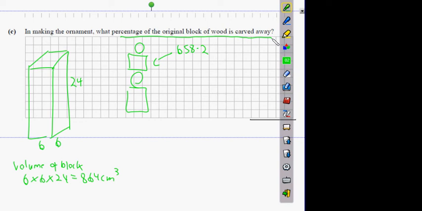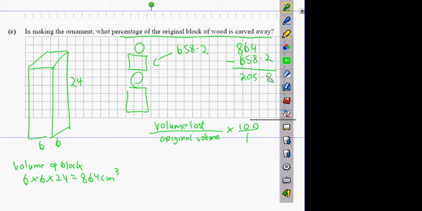So how much wood did we carve away? To answer this question, you need to get the volume. Volume lost, the volume carved away, over original volume, multiplied by 100 over 1. How much volume did we lose? What's 864 minus 658.2? 205.8. I'll just do 0.8, but you did 2 decimal places, that's grand.